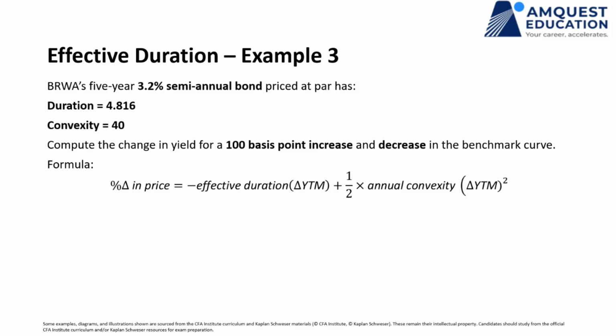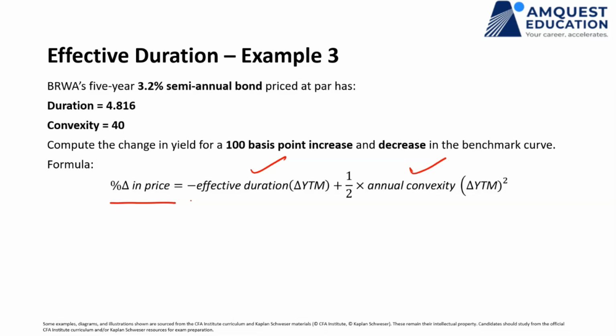Let's take another example. BRWA's 5-year 3.2% semi-annual bond is priced at par and has duration and convexity numbers 4.8 and 40. Now, where do we use this? And for those who missed the class, this is for you, yesterday's session. How much will the price of a bond change? How much the bond's price will change can be calculated using these two numbers, duration and convexity.